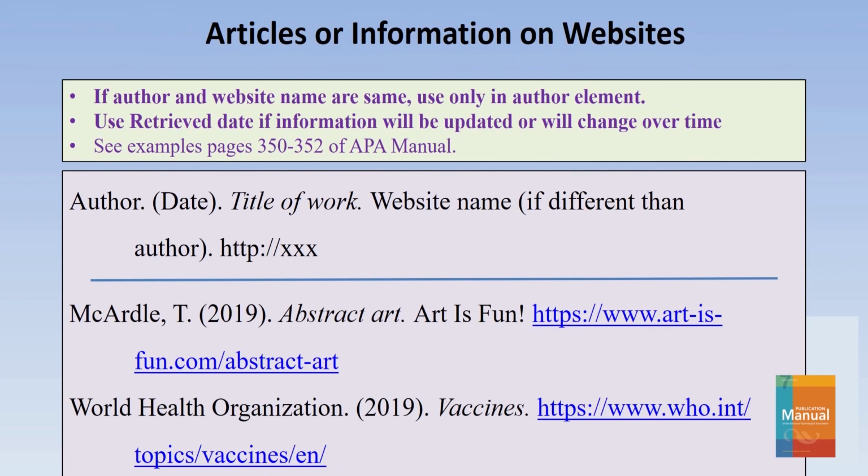Your research may come from a website and not a database. The format would be author, period, the date, however it is given in the source, in parentheses, period, title of the specific web page you are using, in sentence case and in italics, period, then the name of the larger website, if any, and if different from the author, period, and then the URL with no concluding period. If the author and the website name are the same, put it only in the author element, as in the World Health Organization example.